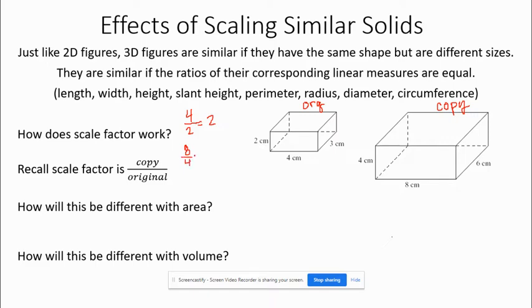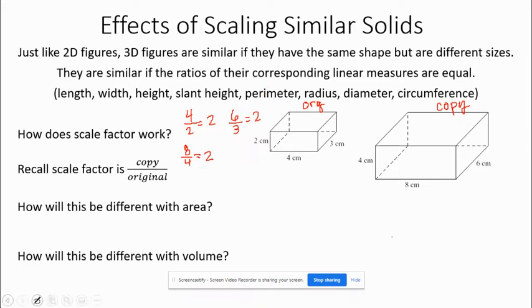Original is 4. I divide that out, I get 2. On this edge, on the far side over here, copy is 6. Original is 3. If I do 6 divided by 3, I also get 2. So by doing this, I can prove that the solids are similar.